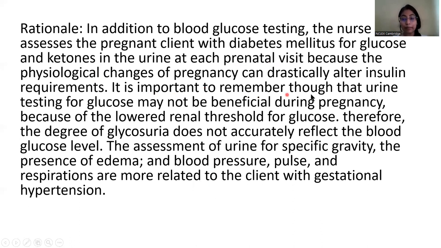So it is important to remember though that urine testing for glucose may not be beneficial. Okay, urine testing for glucose is not the best option because of lower renal threshold for glucose. So in pregnancy, the renal threshold is low, which means that if there is no hyperglycemia, still there will be some glucose in the urine. Okay, so it is not the best indicator of insulin functioning, but the option of blood glucose level is not given, so we have to check the urine for glucose. Therefore, degree of glycosuria does not accurately reflect the blood glucose level.